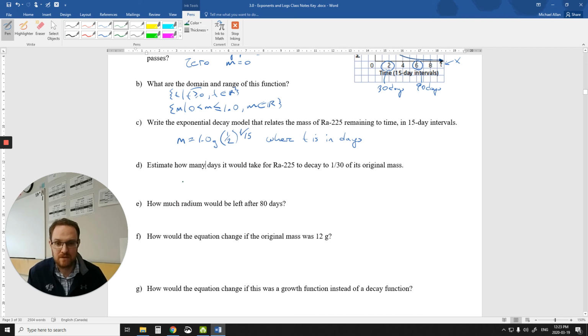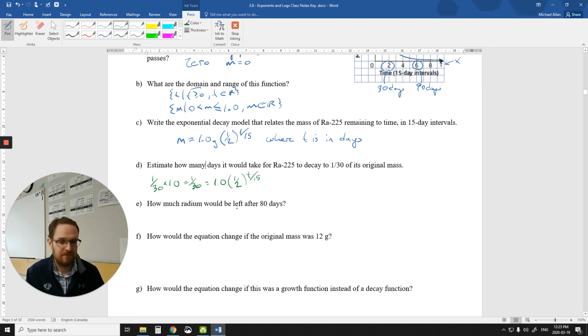Now, to do these kind of questions, we have to do it by graphing, but we want it to be 1/30th of its original mass. Since I started off with 1, 1/30th times 1 is 1/30th. So that's what I want my equation to be equal to. And then we're going to solve for t here. So we can graph this out. Just make sure you're changing your window properly.